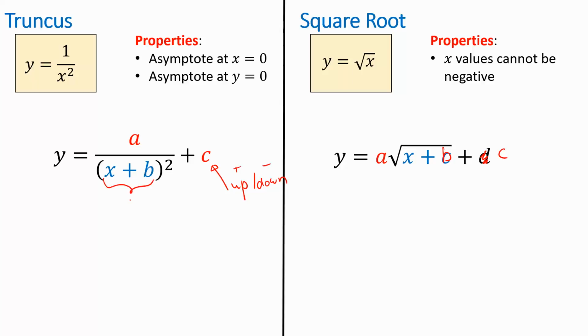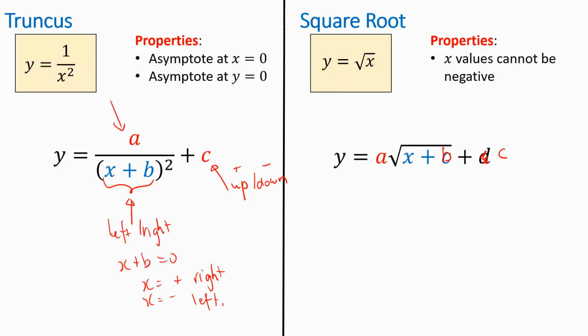What does the X plus B tell me? Can I please have Finn? What's X plus B tell me? Left or right. How do I find out if it moves left or right, Hamish? By making it equal to 0. Fantastic. Let it equal to 0. X plus B equals 0. Solve for X. Now if X is positive, it moves to the right. If X is negative, it moves to the left.